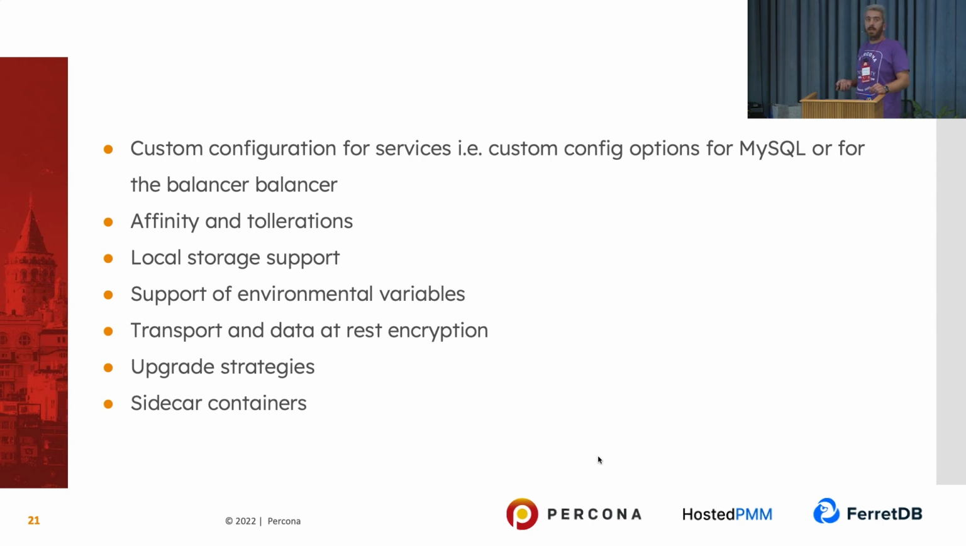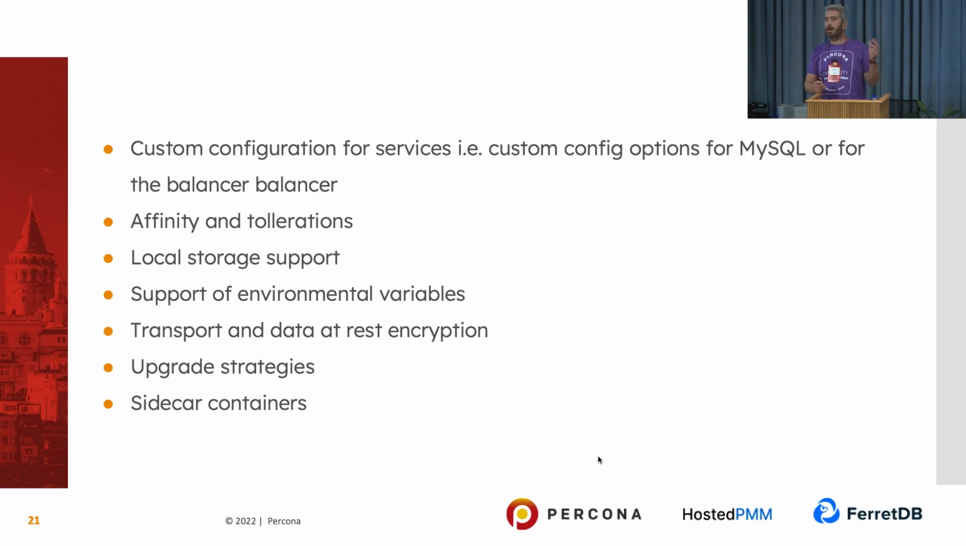You have affinity and tolerations, so you can control the way that the pods are deployed across your Kubernetes cluster. You can, for example, have some nodes that have faster disks, SSD with high capacity. You can set some rules. So what happens in this case? The pods will be deployed to these nodes.